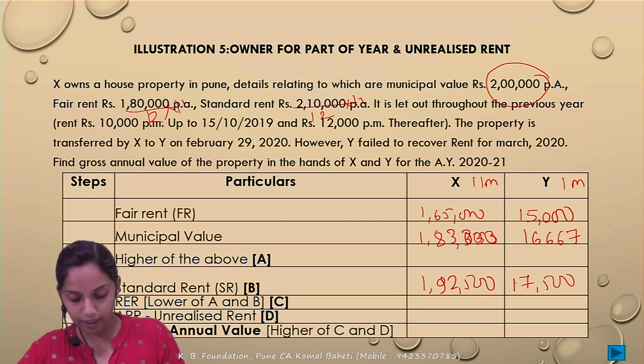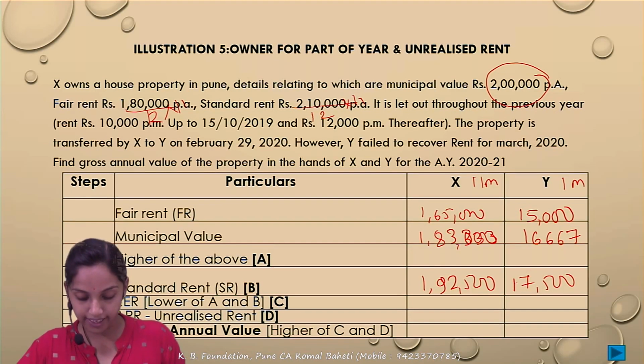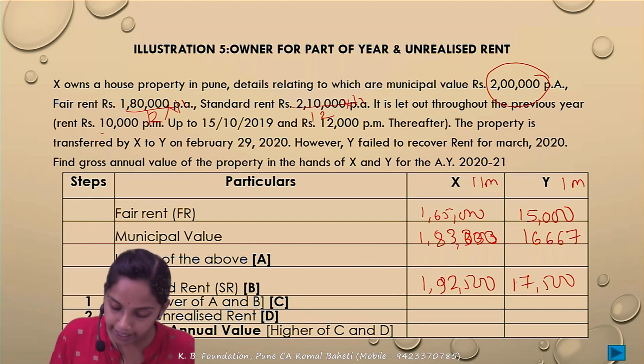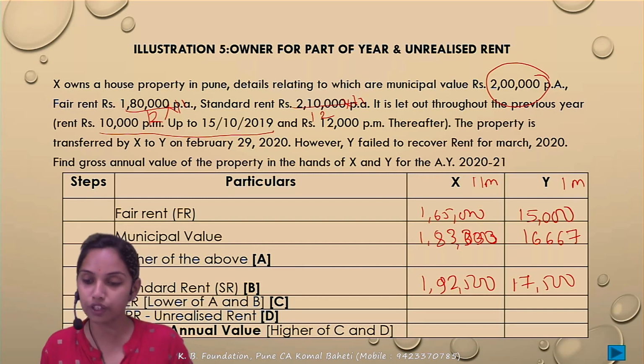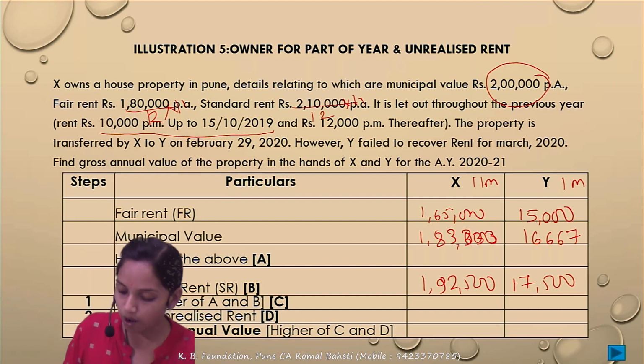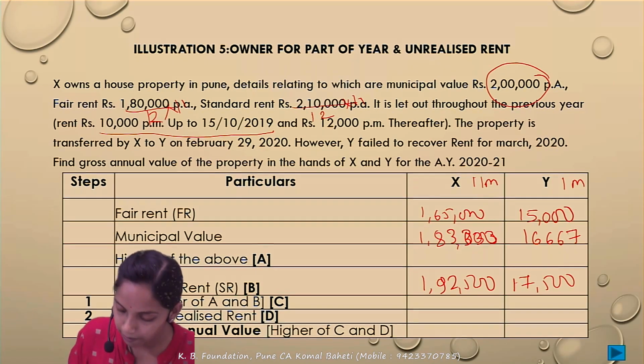करेक्ट. सिर्फ आपको क्या कैलकुलेट करना है? अभी एक्चुअल रेंट बचा है कैलकुलेट करने का. एक्चुअल रेंट. हाउ टू कैलकुलेट द एक्चुअल रेंट? 10,000 up to the 15th of October. Correct. So January, February, March, April, May, June, July, August, September. Correct. So 6.5 months के लिए the rent was 10,000. Correct.